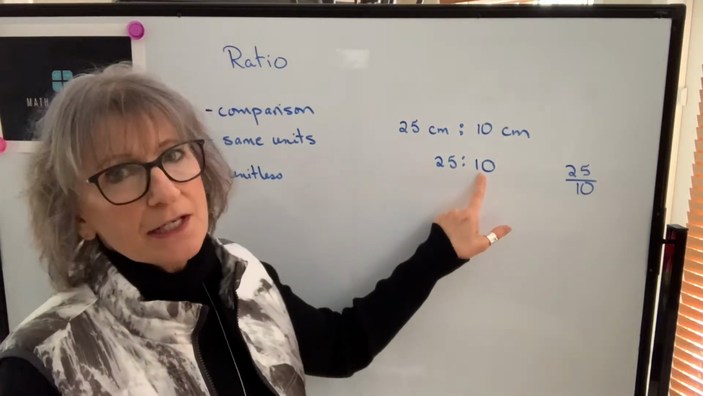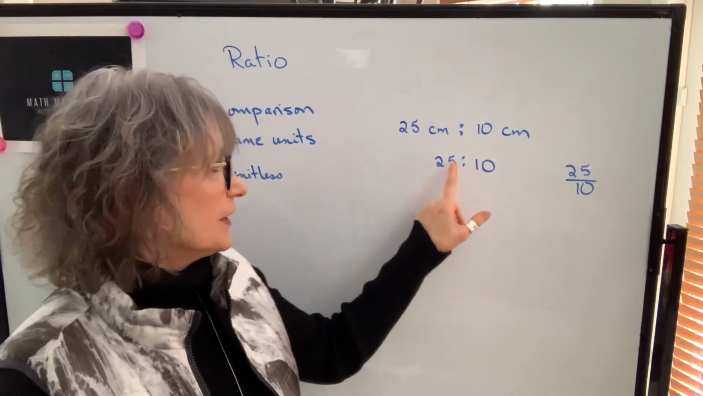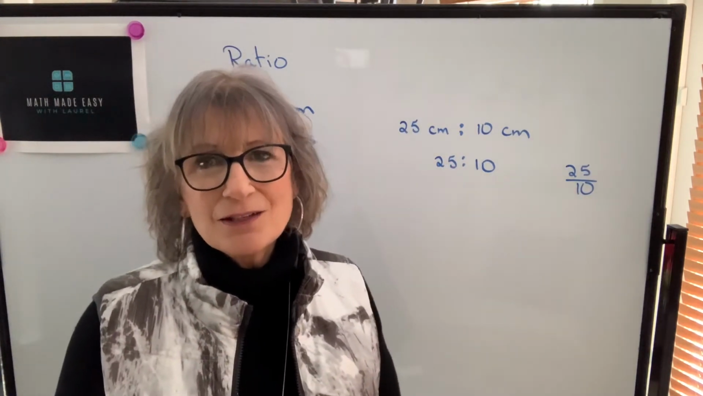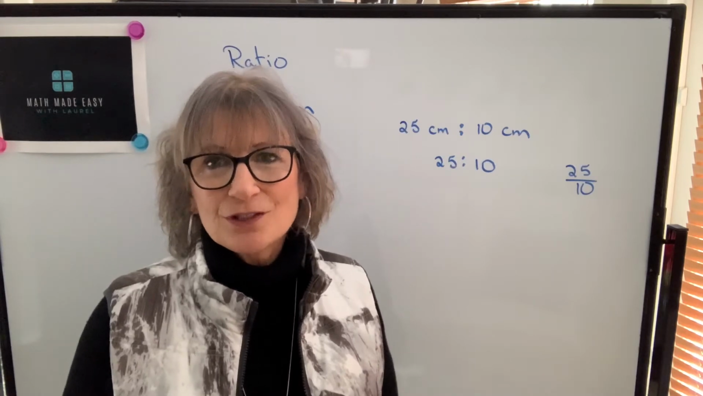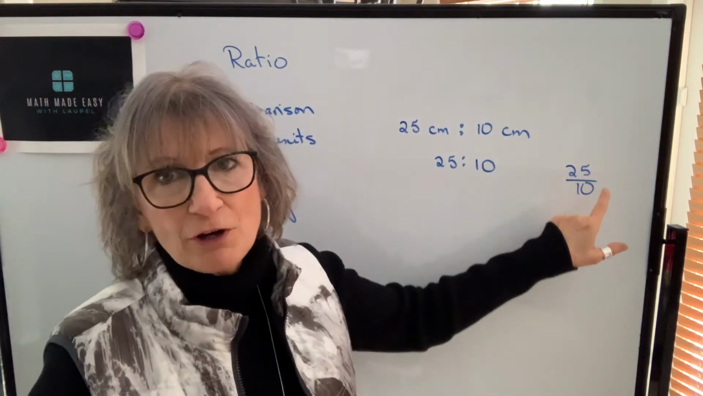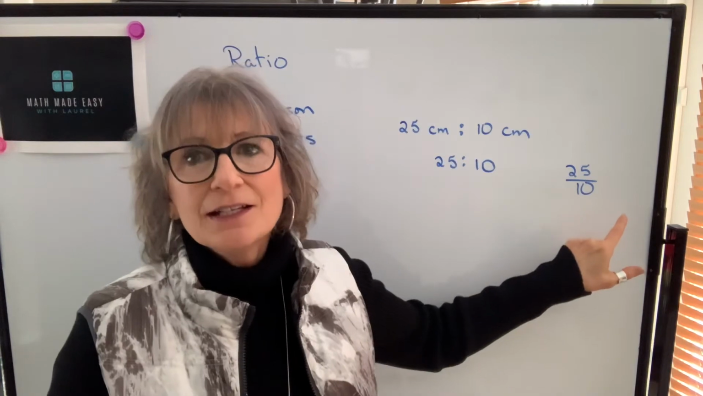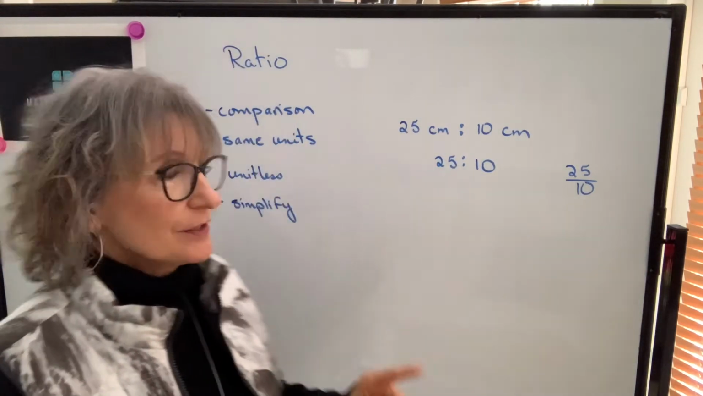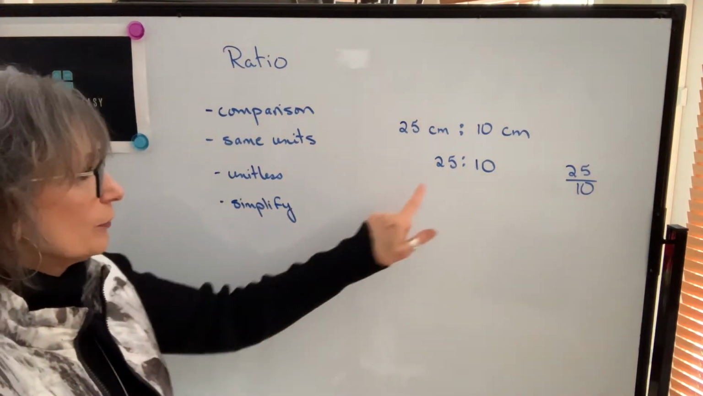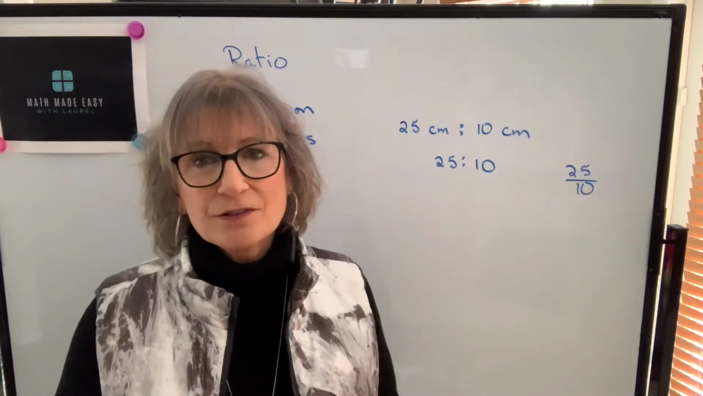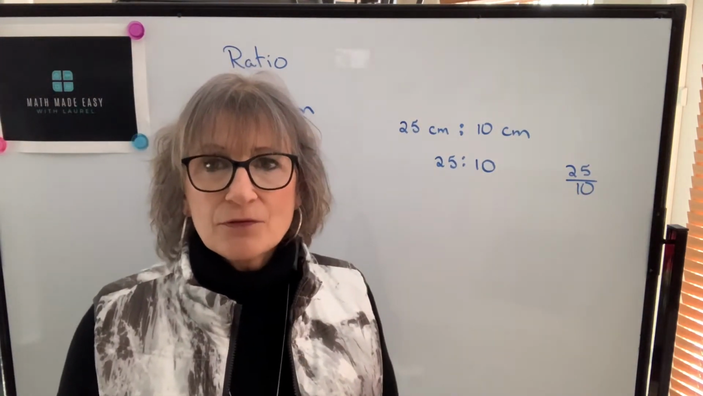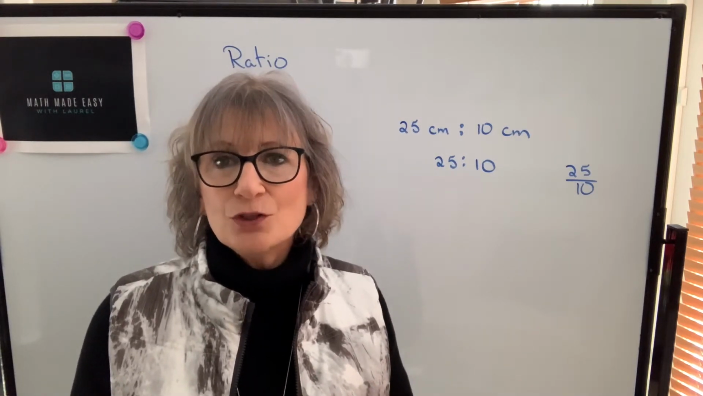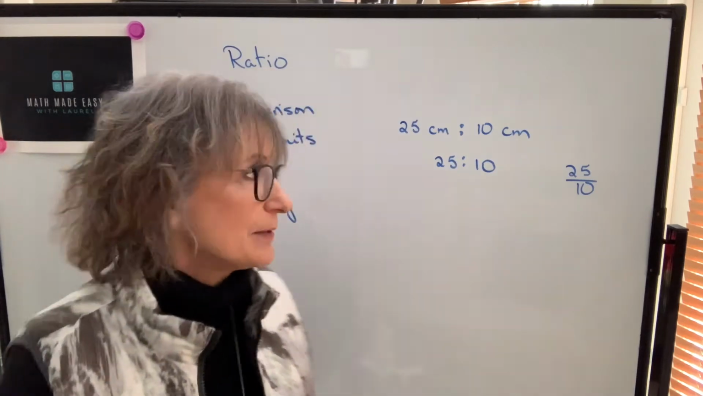A ratio can also be considered a fraction, so we can think of 25 to 10 as 25 over 10. And it would follow the same rules of simplification. We wouldn't leave a fraction like that, we would simplify it. Similarly, we wouldn't leave a ratio like that, we would simplify it. So you want to simplify your ratios just like you simplify your fractions. And the way you do that, if there's a number that can be divided into both numbers in the ratio, you can go ahead and do that and the ratio stays the same.